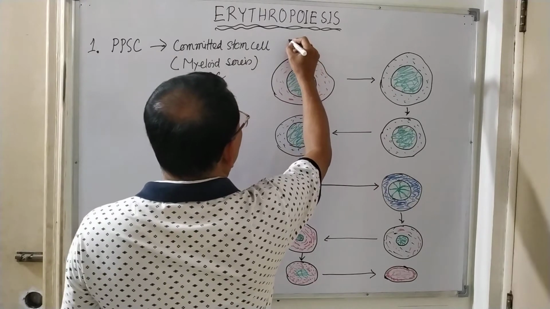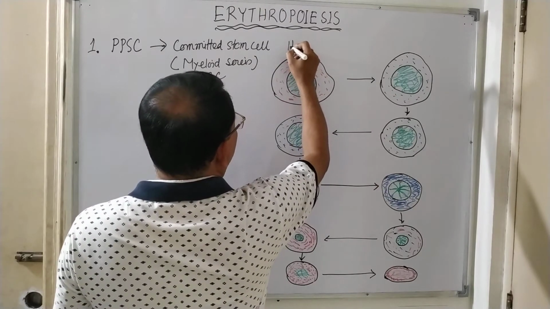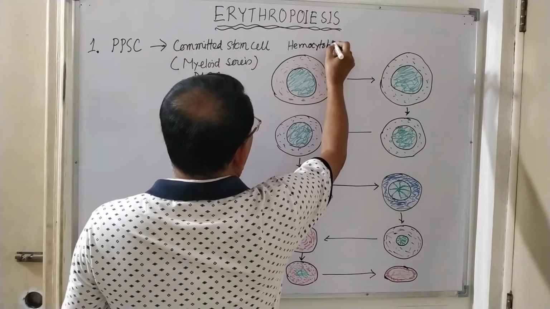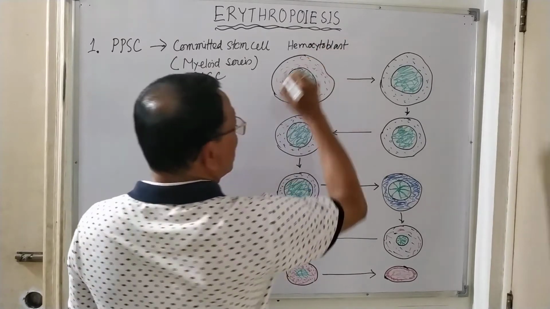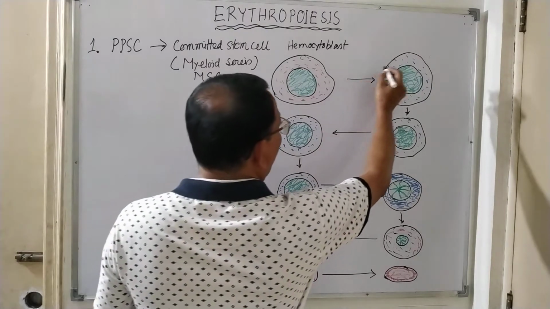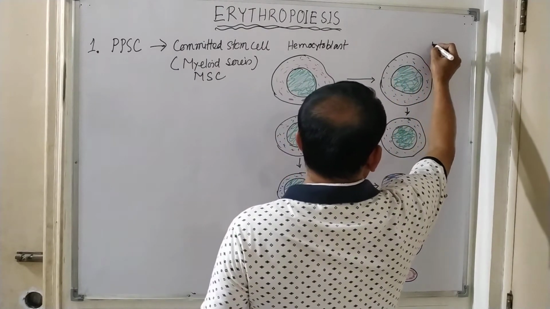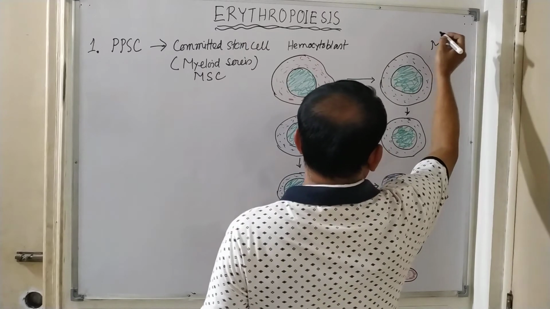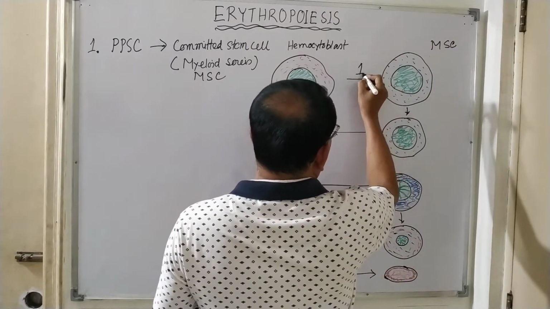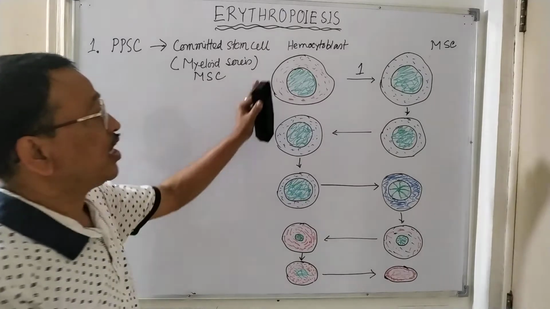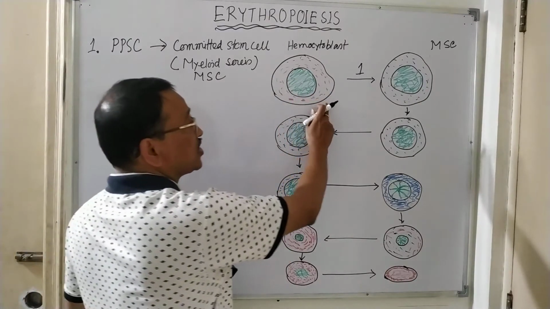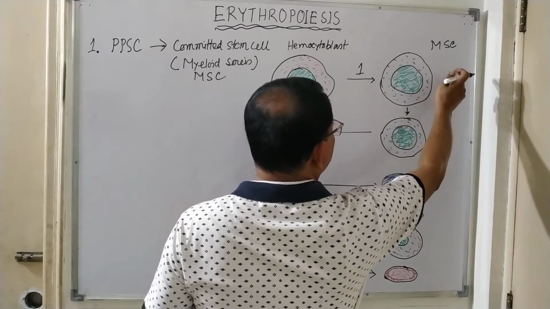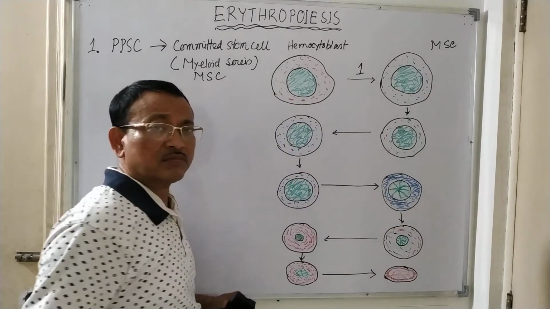So this is the hemocytoblast, that is the pluripotential stem cell. This is developed into the committed stem cells, known as the myeloid stem cell. So this is the first stage. In the first stage of erythropoiesis, from the hemocytoblast, the committed stem cell, that is the myeloid stem series, is formed.